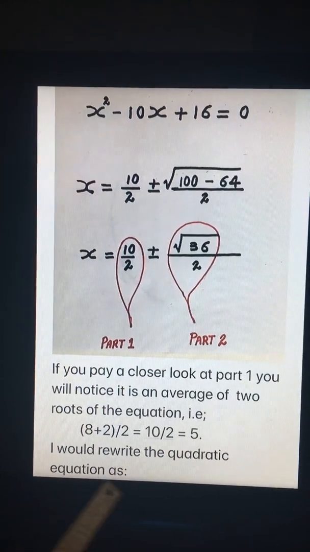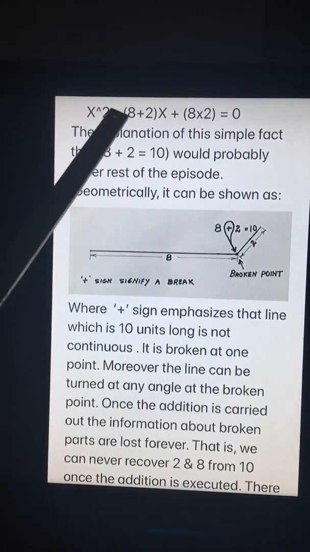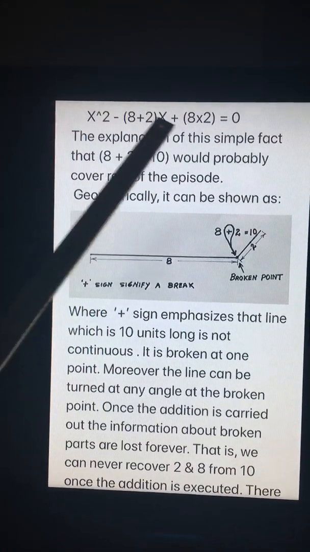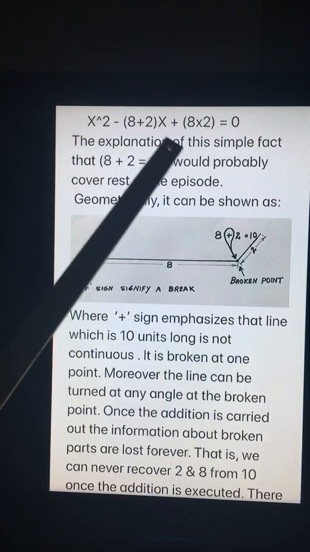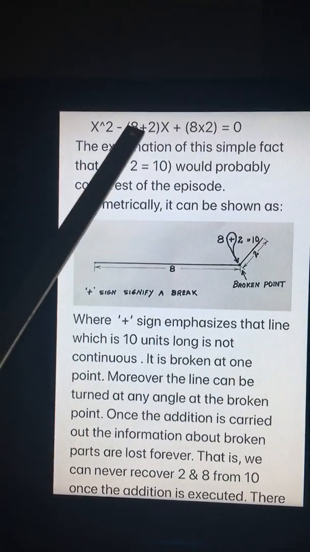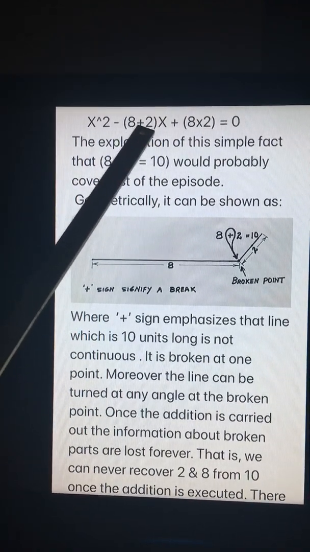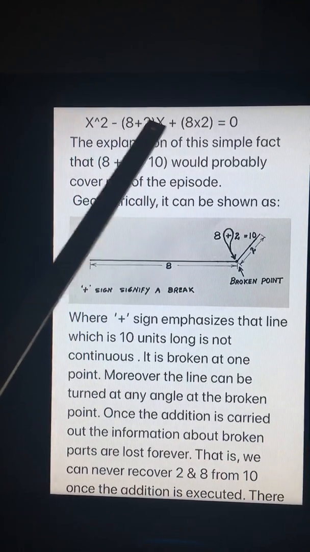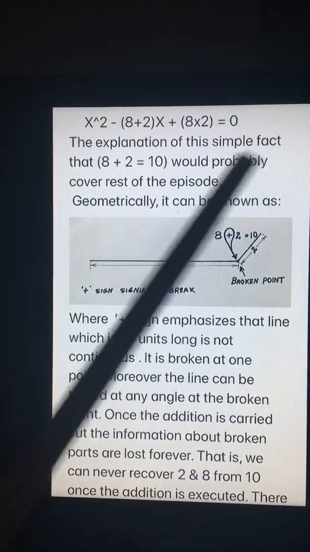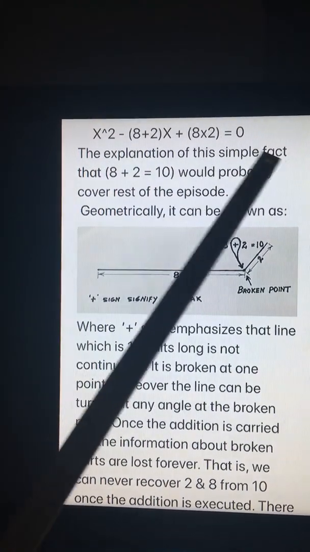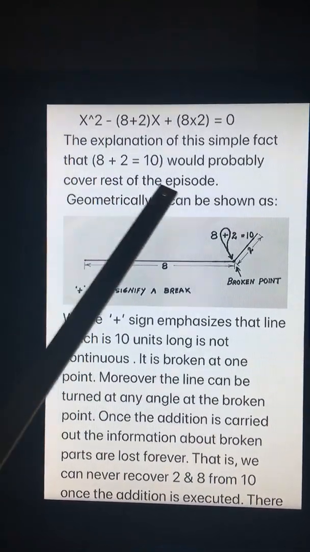I would rewrite the quadratic equation as x squared minus (8 plus 2) times x plus 8 times 2. So 8 plus 2 is the sum of the adjacent sides of the rectangle, and 8 times 2 is the area enclosed by the rectangle, not the perimeter. The explanation of this simple fact that 8 plus 2 is 10 would probably cover the rest of the episode.